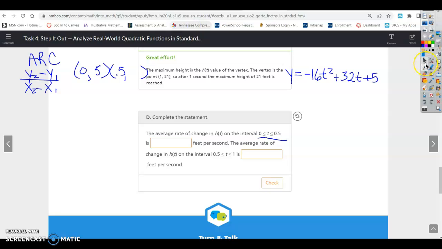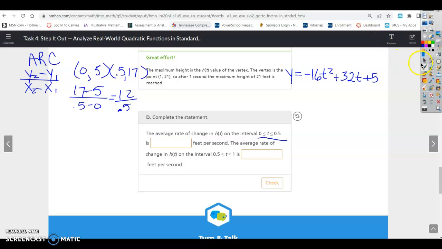All right, so that helps us find our second ordered pair. Again, they're giving us an interval of t. T, remember, is your time. This is like your x values. So we have to find the h of t, or the y values. Once you have your ordered pairs, remember, your slope or your average rate of change is your difference in y's over your difference in x's. So we're going to do 17 minus 5 over 0.5 minus 0. 17 minus 5 is 12. 12 over 0.5, and I believe that's going to be 24.